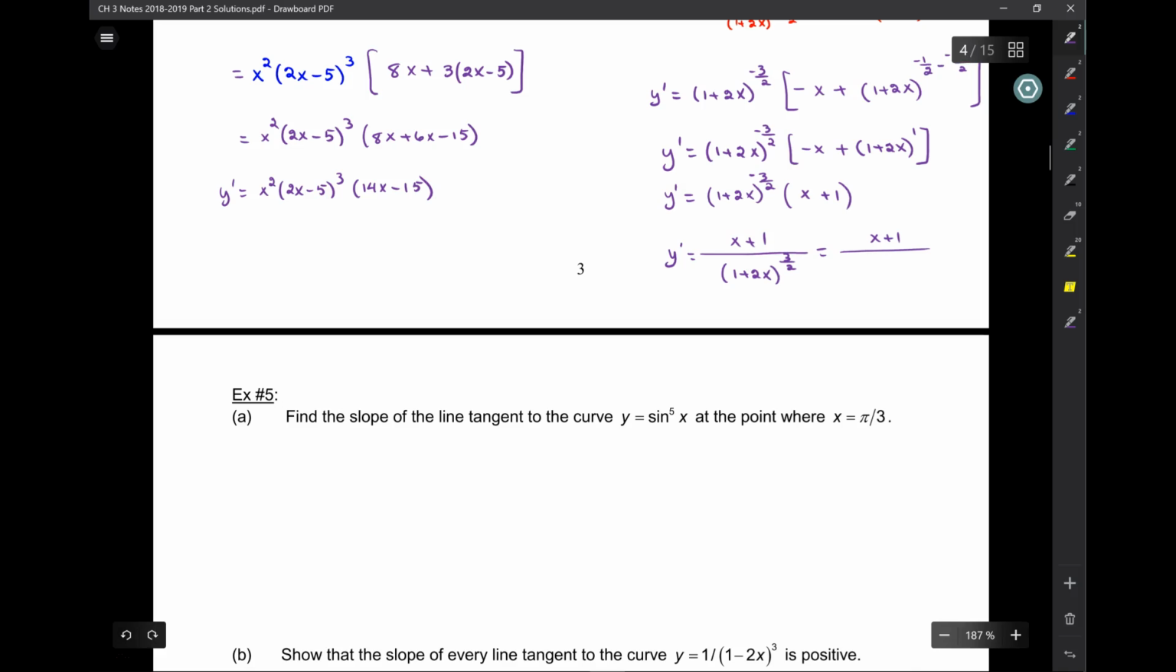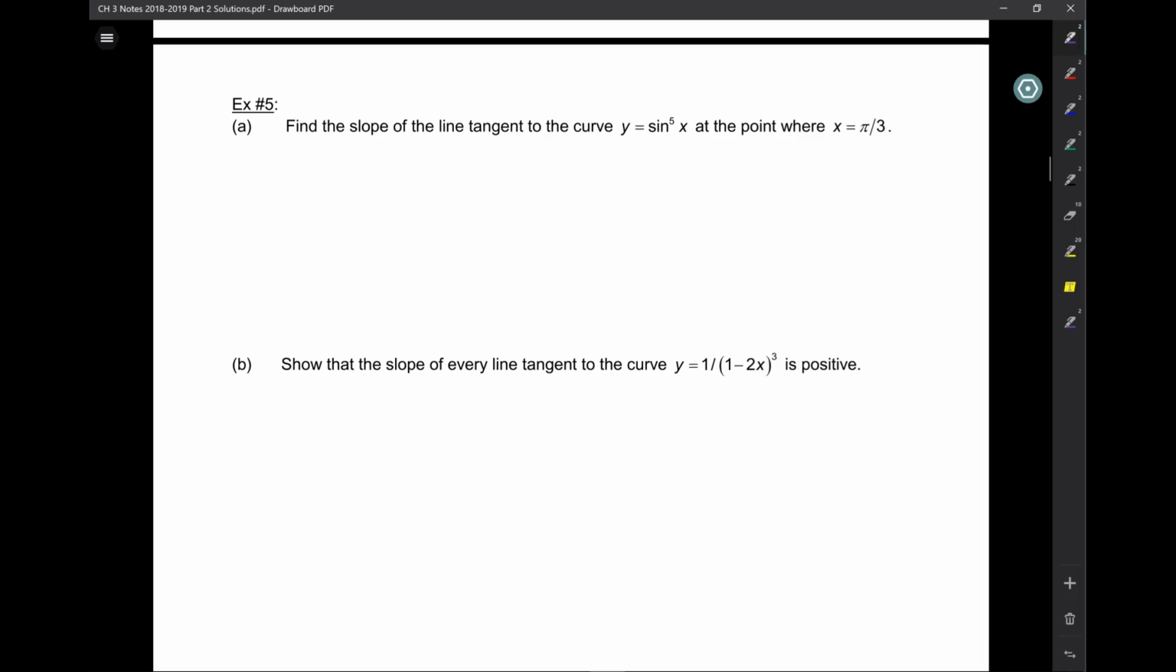You can even write this as the square root of 1 plus 2x to the power of 3. All right, so the slope of the line tangent, so that's derivative, right? Y prime.